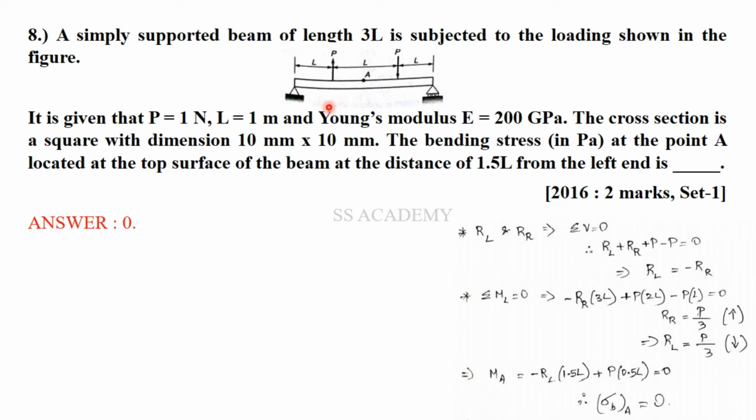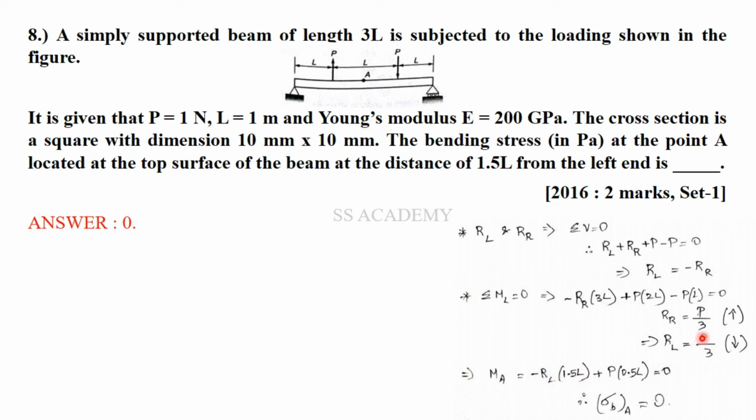I am finding it with respect to the left hand side. You can also find it with respect to the right hand side. So MA is equal to minus RL into 1.5L. As I have said earlier, anti-clockwise is assumed to be negative by me.